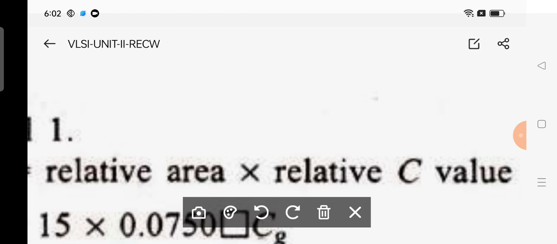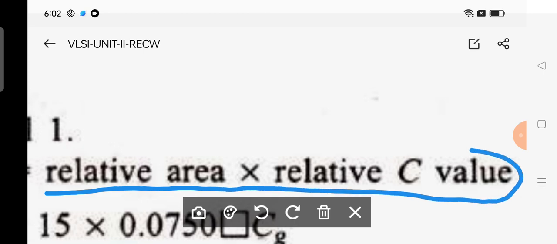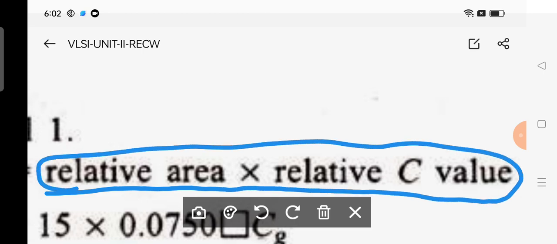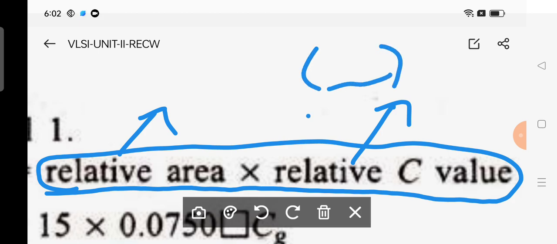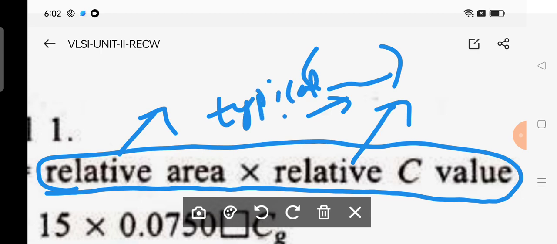The only formula we are having is relative area into relative C value. You should be very clear with this. This is a relative area, this is a relative C value. Here the relative C value, in our table you have the values in the parenthesis; you can call them typical C values. That is a very important thing you have to determine. Is it clear, all of you?